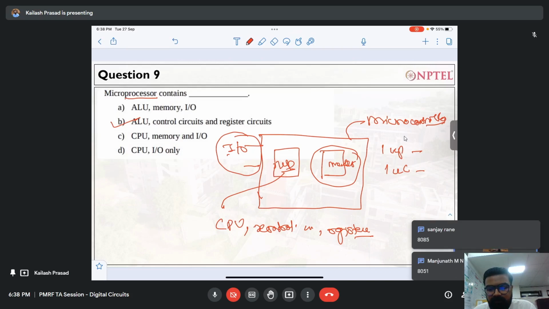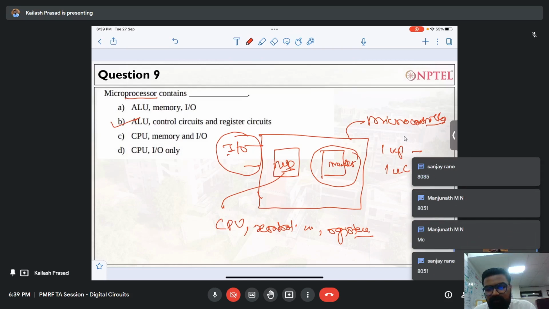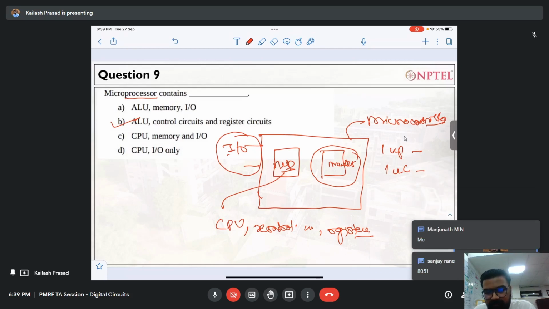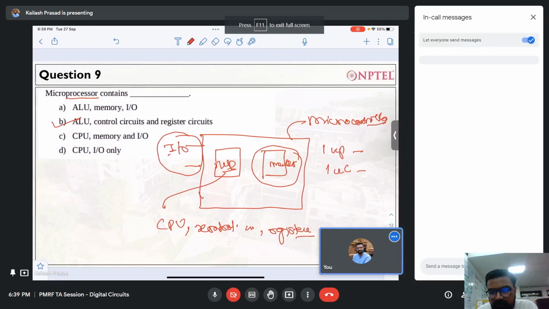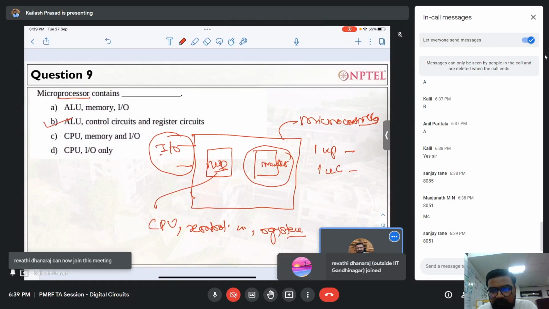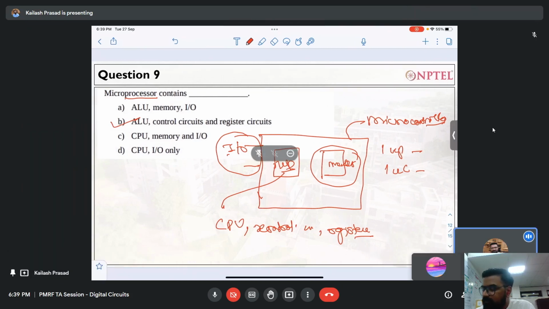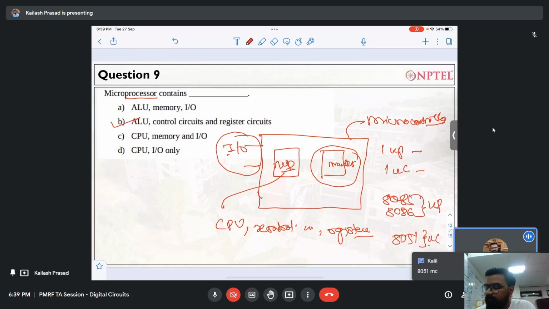8085, what is it, microprocessor or controller? Manjunath is saying microcontroller 8051, and Sanjay Rane is saying okay. So 8086 is a microprocessor. 8085 is a microprocessor. 8086 is also a microprocessor. And 8051 is a microcontroller. Whenever we discuss a controller, it will have all the memory, I/O, and the ALU, everything.